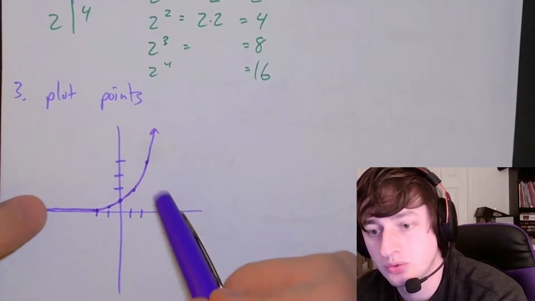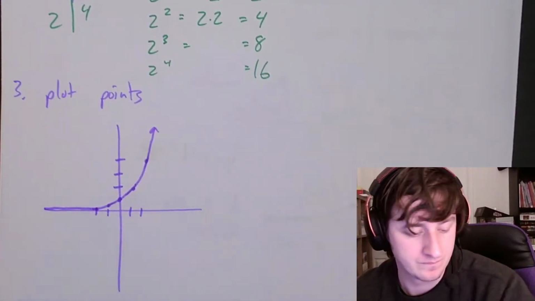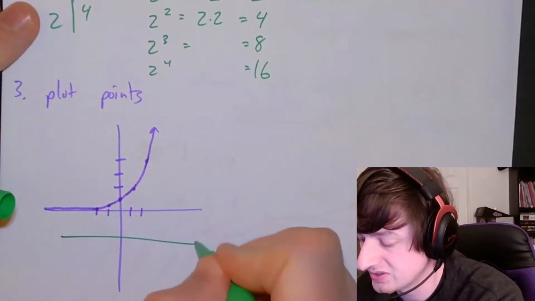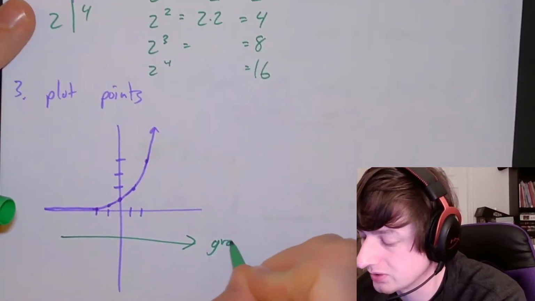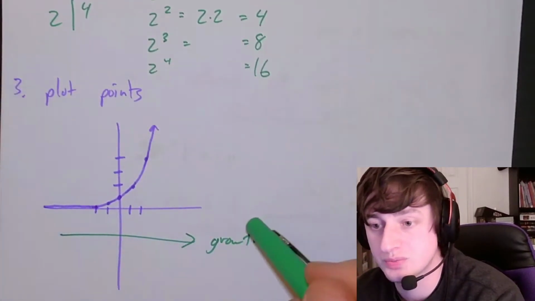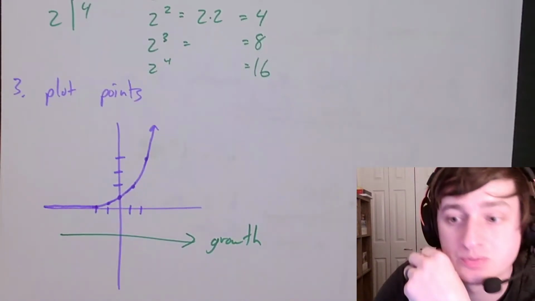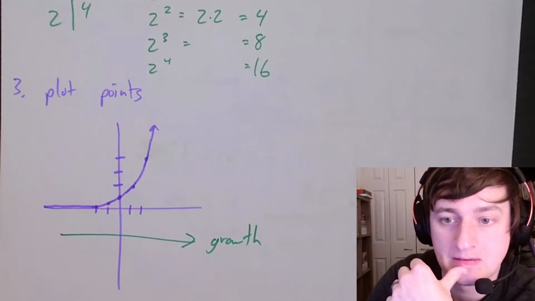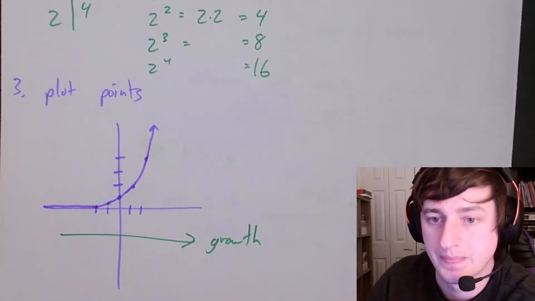Now, is this a growth function or a decay? Well, from left to right, it's growing, so that's a growth function. We also know that because 2 is bigger than 1. So the base was bigger than 1, so it's growing every time we multiply. It's also going up to the right.